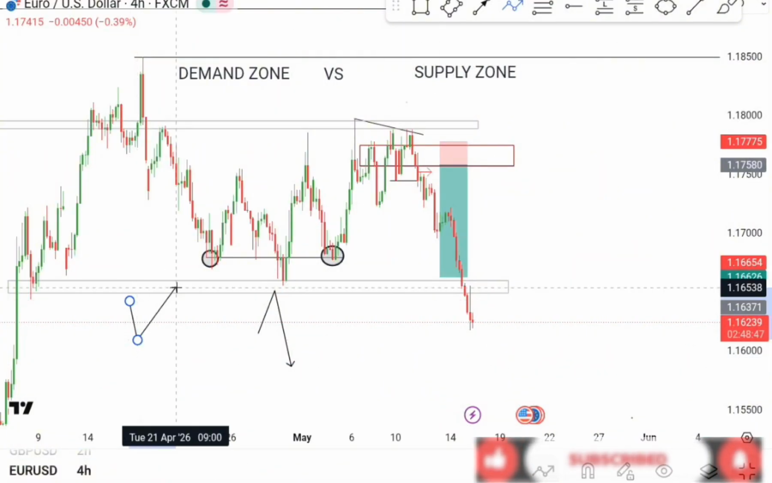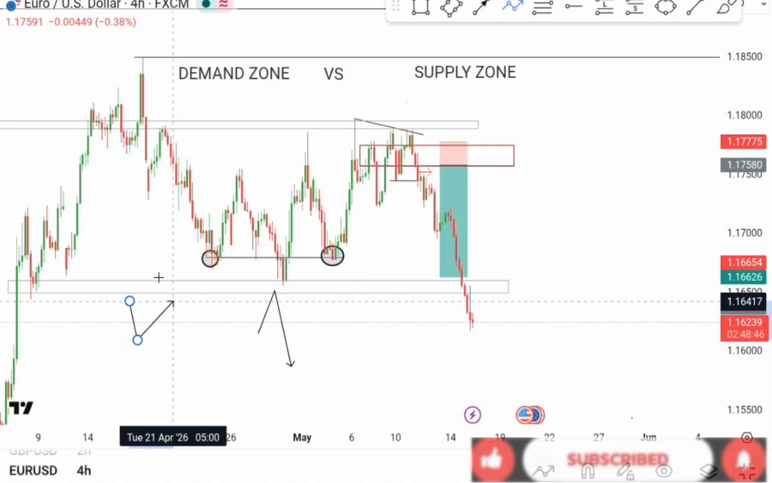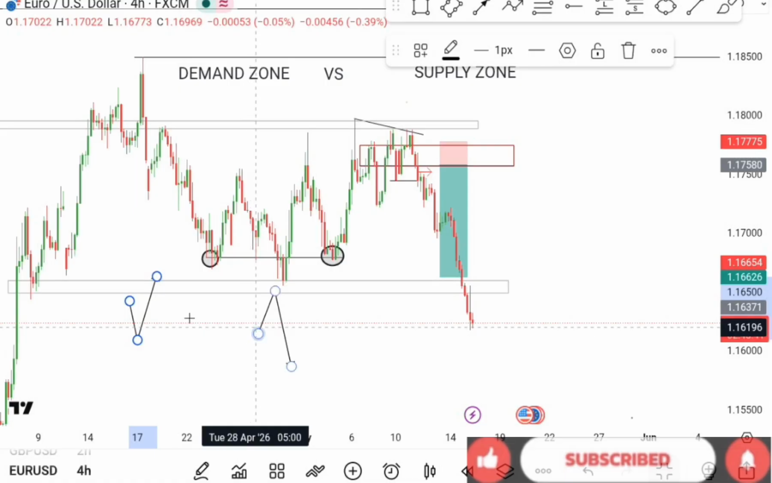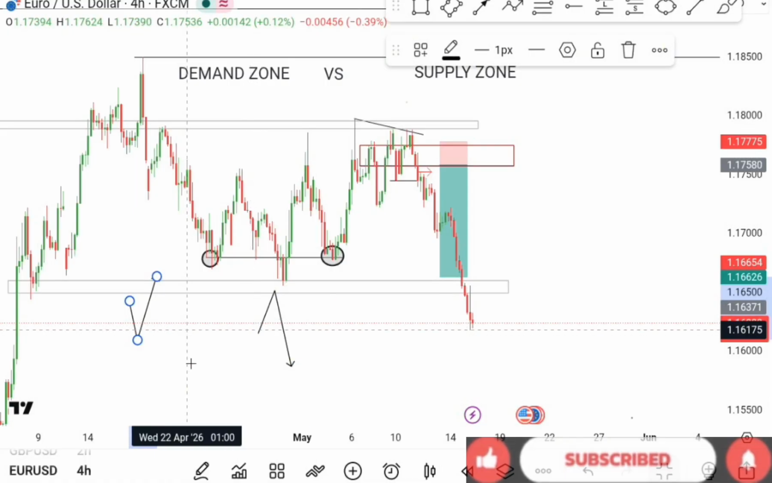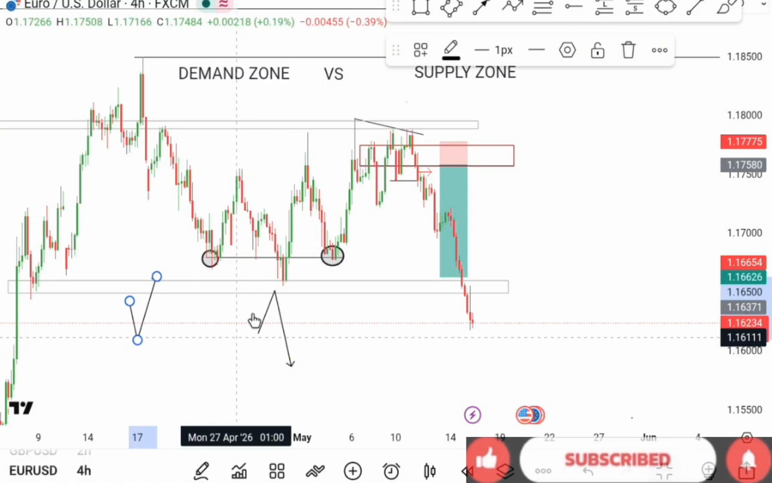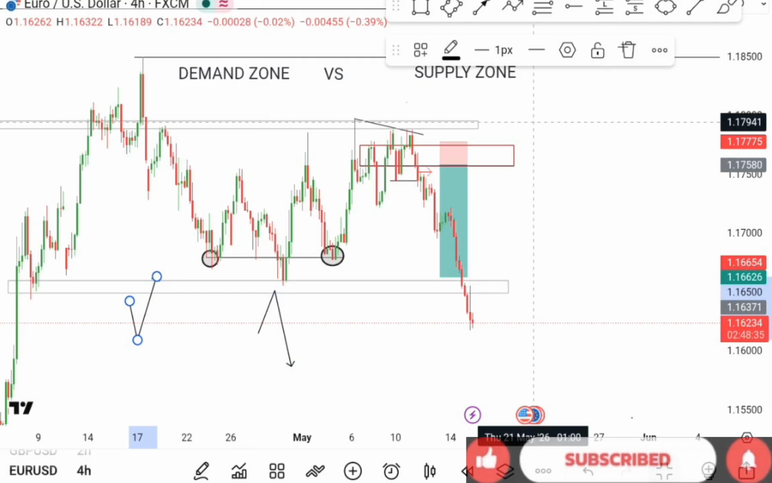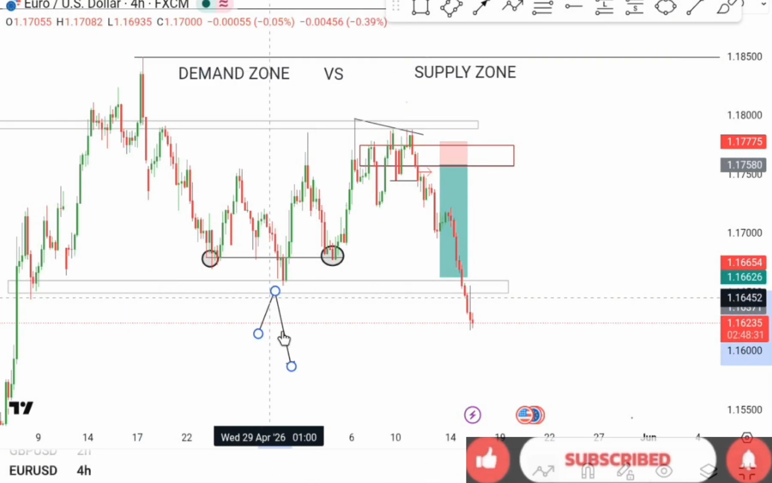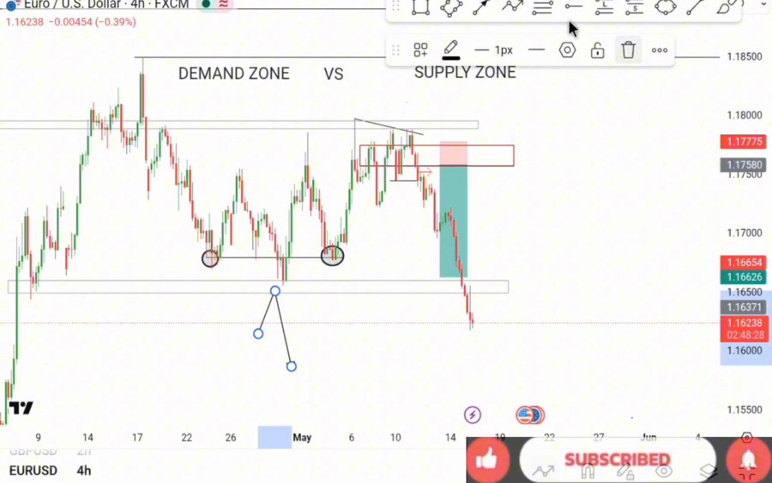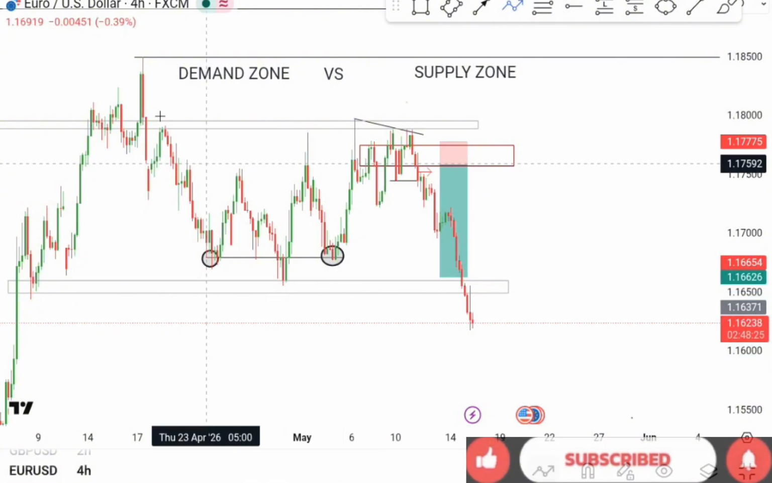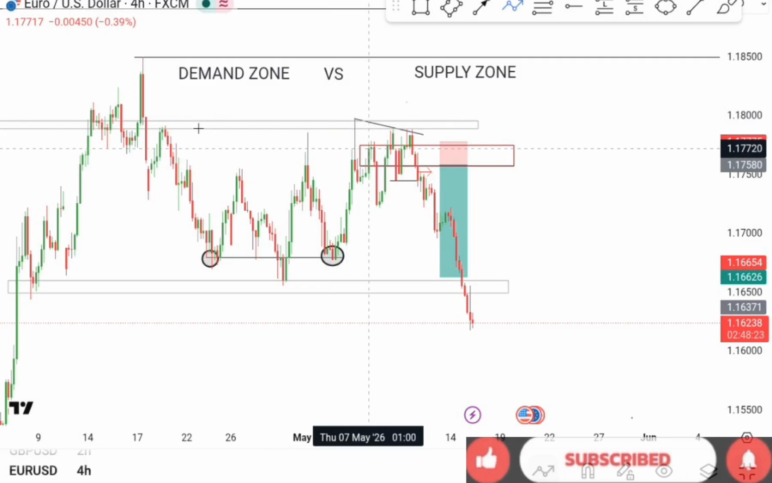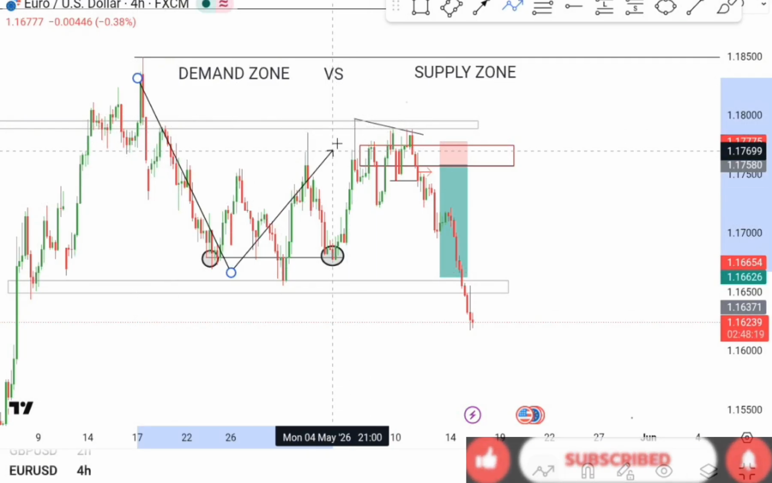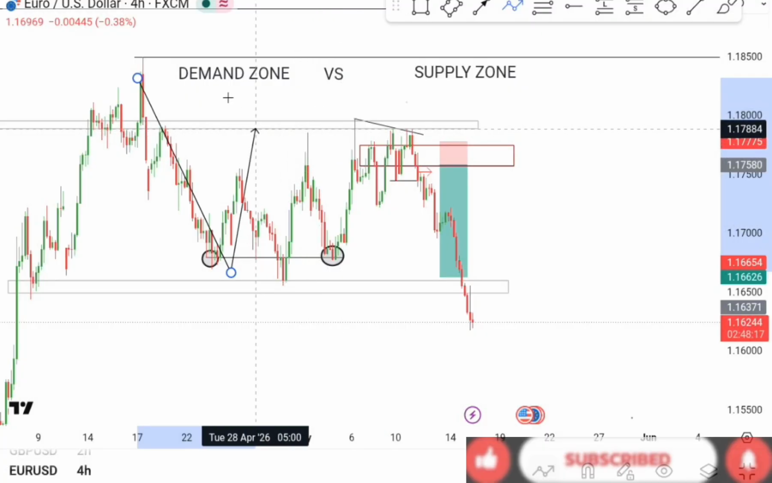Now, in forex, who controls supply and demand? Banks, hedge funds, central banks, institutions. Those players are moving hundreds of millions, sometimes billions of dollars through this market every single day. And when they place those massive orders, they leave footprints on the chart. Those footprints are called your supply and demand zones in the market.